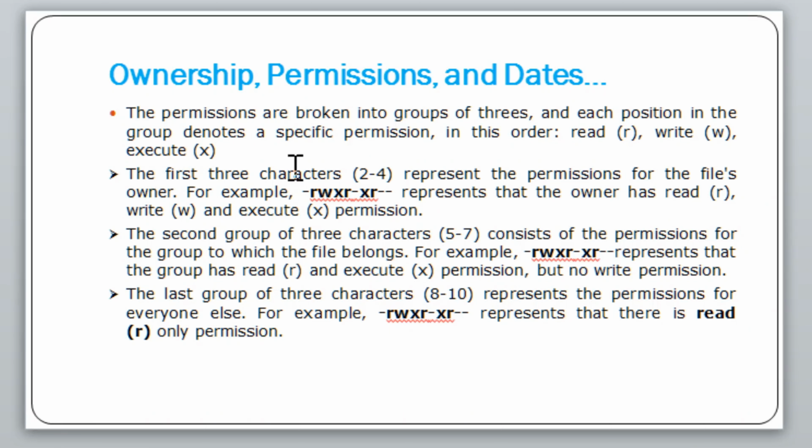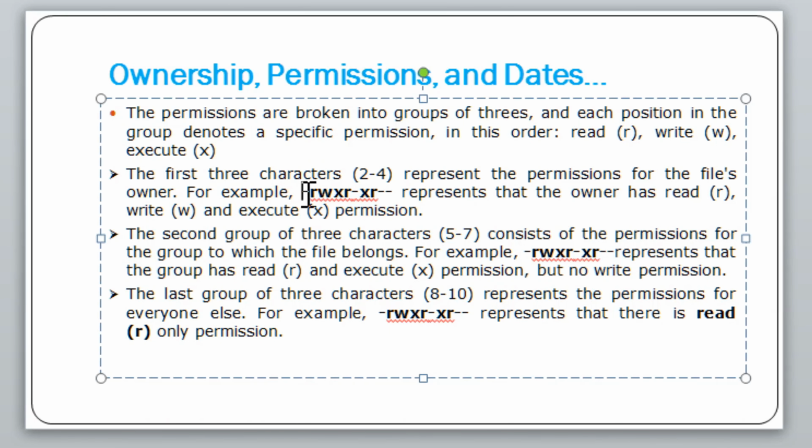The first three characters, 2 through 4, represent the permissions for the file's owner. For example, read, write, execute represents that the owner has read, write, and execute permissions. Those first three there are for the user. I'll show you on the terminal here.